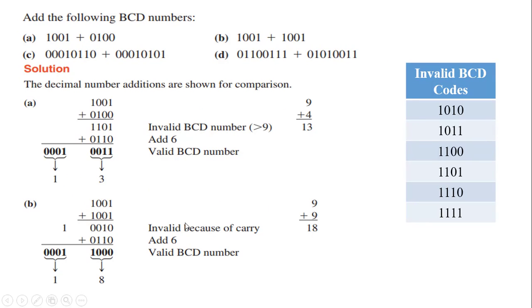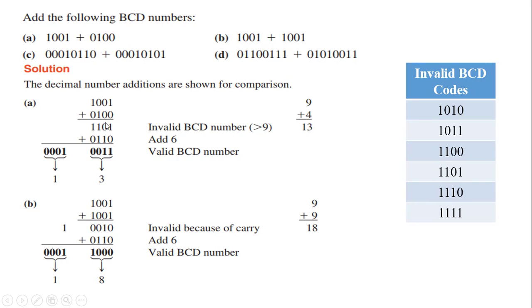This is another example. These are the invalid codes. If the sum generates these codes, they are invalid, and in these cases we have to add 6. So let's add this. This is the BCD of 9. This is the BCD of 8. So 1001 and 1000. Adding them gives 10001. Look, this is an invalid BCD. These are invalid codes, 1101 through 1110. This is an invalid code.